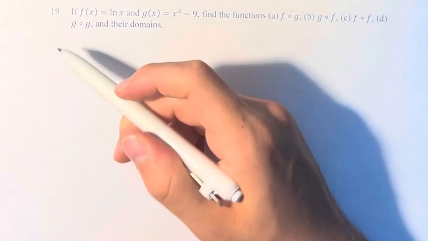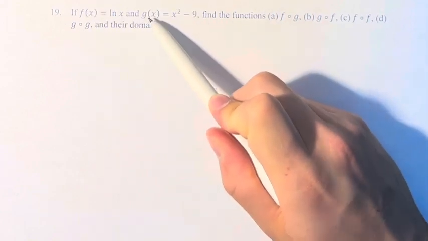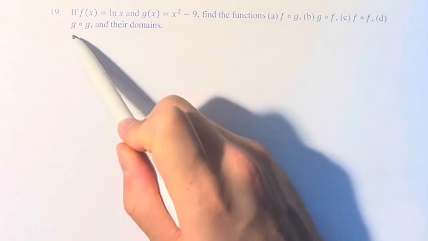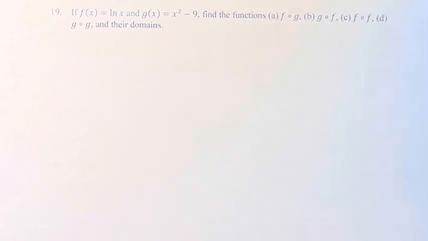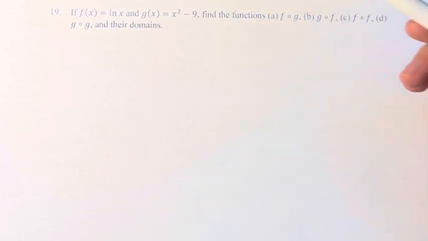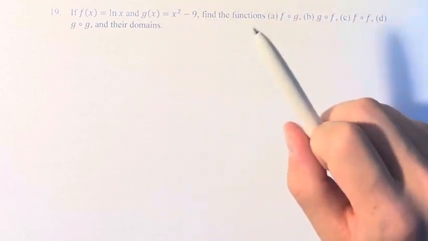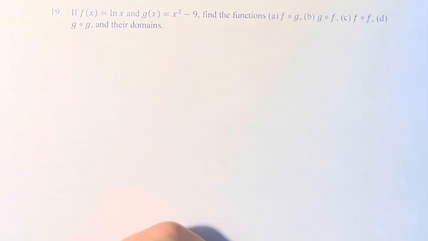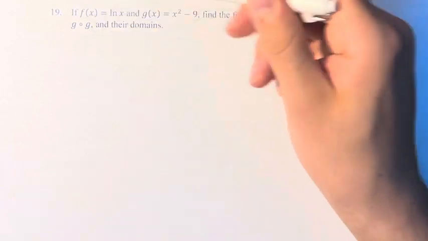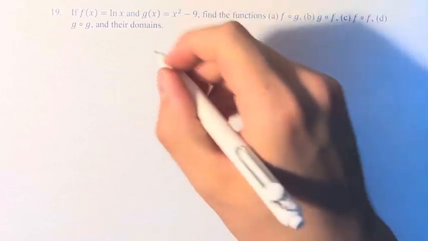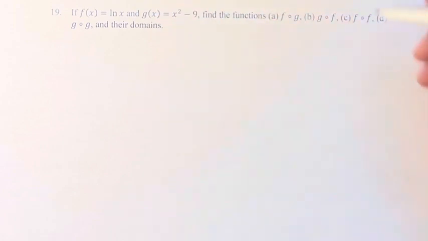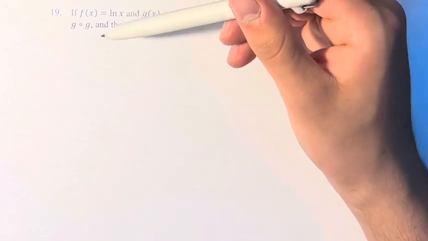In this problem, we're told if f of x is equal to ln of x and g of x is equal to x squared minus 9, find the functions f of g, g of f, f of f, g of g, and their domains. So for all of these compositions, we are going to find the domains by the restrictions that we have on ln of x. This is the only function contained within these functions that has a domain restriction. And it's simply that whatever is inside of the ln at the end of everything that we go through here has to be greater than 0.